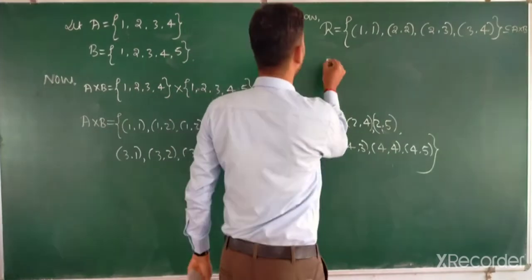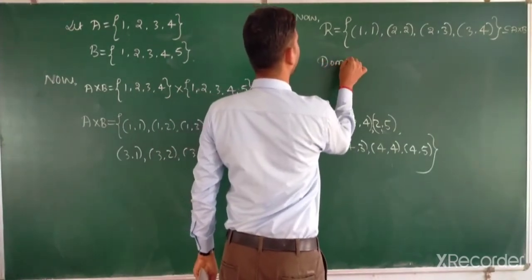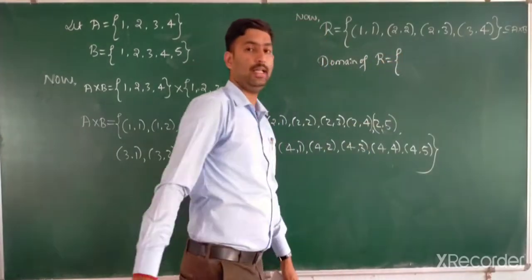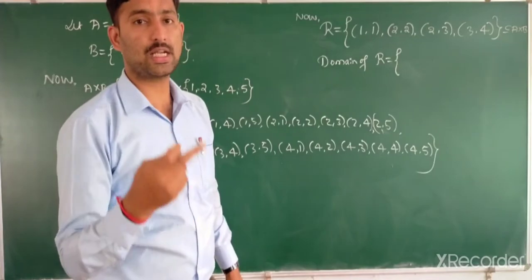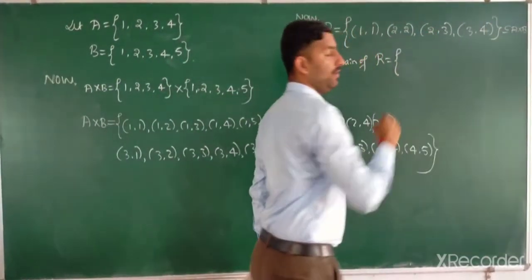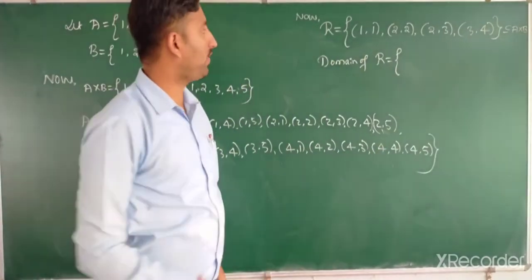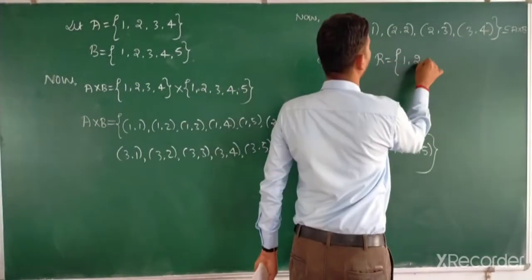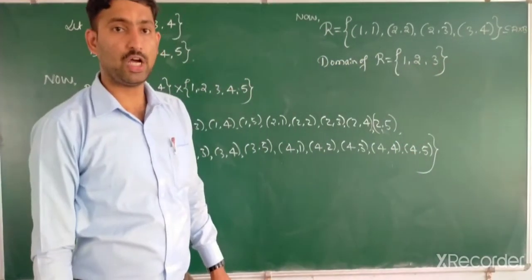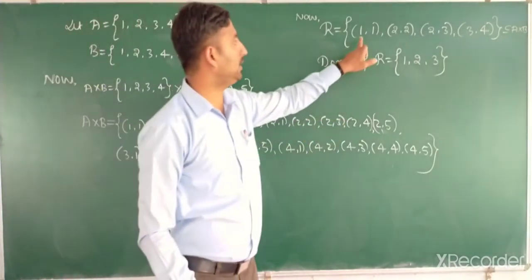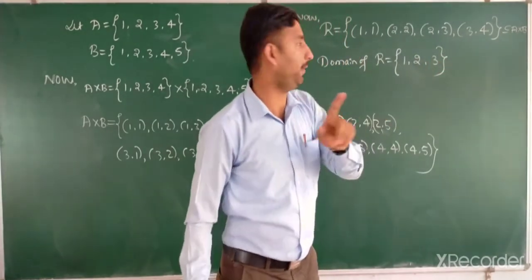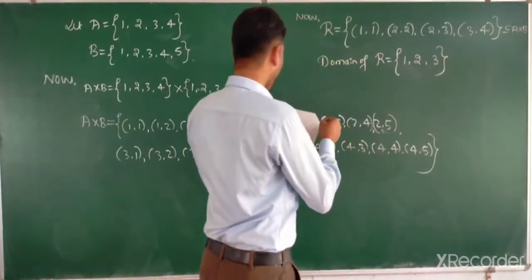Then the domain of the relation R. I told you in the last class that it is the set of all first components in the ordered pairs. The set of all first components are 1, after that 2, and then 3. The first members of the given ordered pairs are 1, 2, where 2 repeats, so you write it once in the set, and after that 3. That is the domain of the relation.